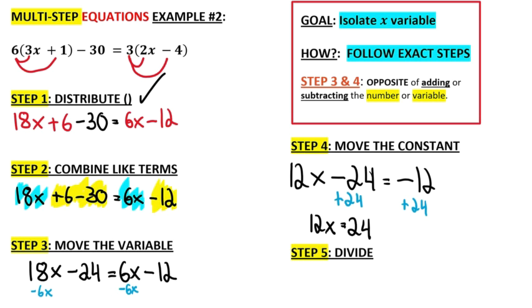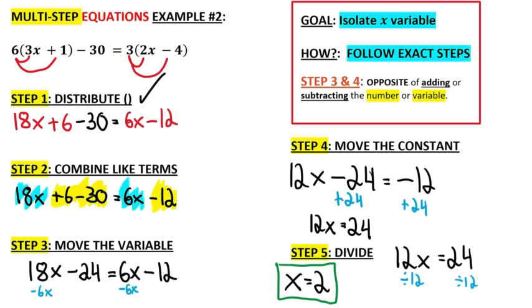So in this example, we're going to be able to divide. Because look what we have: 12 times something equals 24. Well, you guys know, if we divide both sides by 12, we now have x equal to 2. Final answer. And our solution is x equals 2 in this equation.